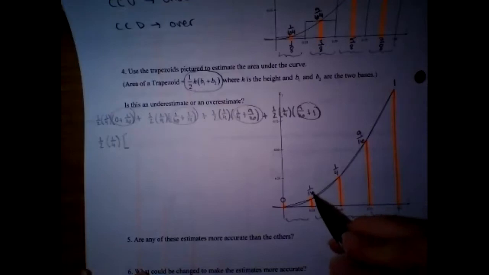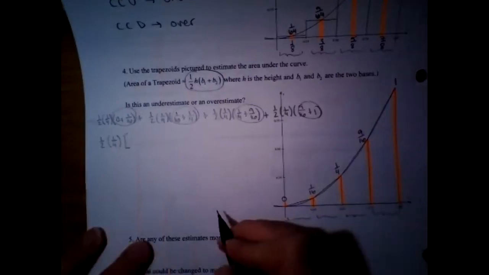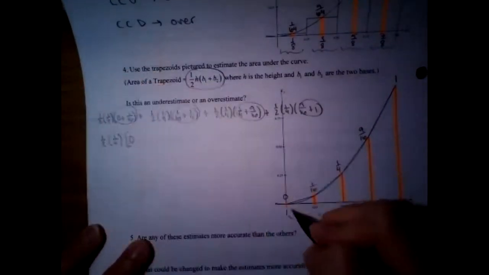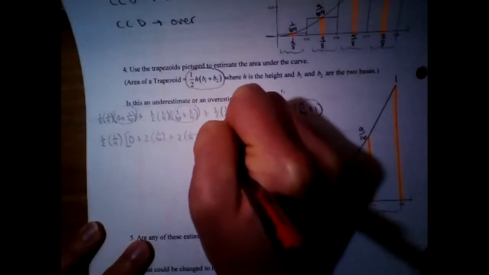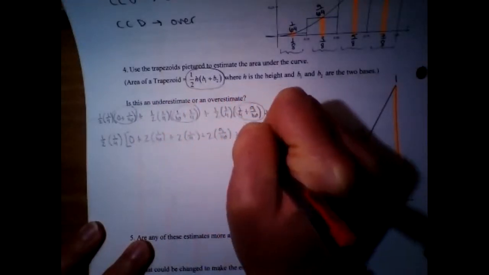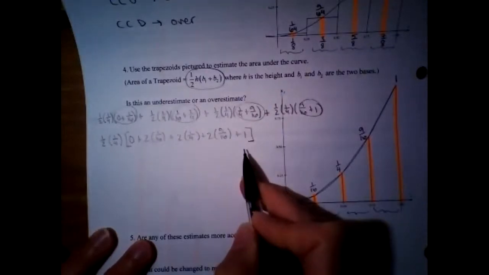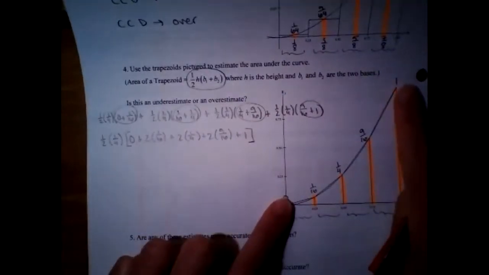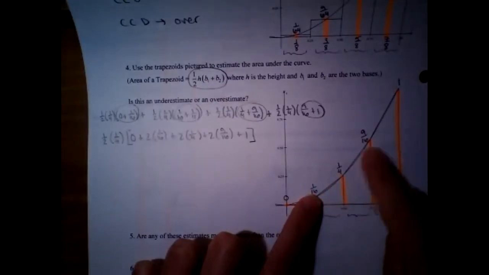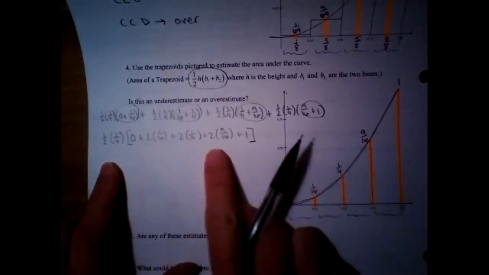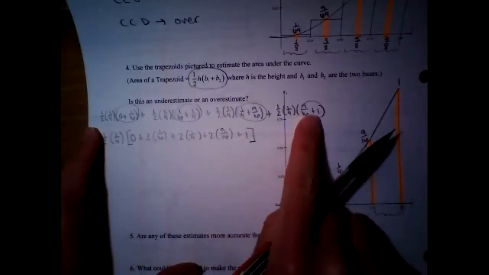Like the 1/16 is shared between the first and the second one. So it's going to be whatever your first base is, plus I'm going to double the next one, and then double the next one, and then double the next one, and then the last one is only once. So the ones on the ends only get used once. The ones in the middle get used twice because they're shared between each of the trapezoids. So that's a little bit shorter than this.